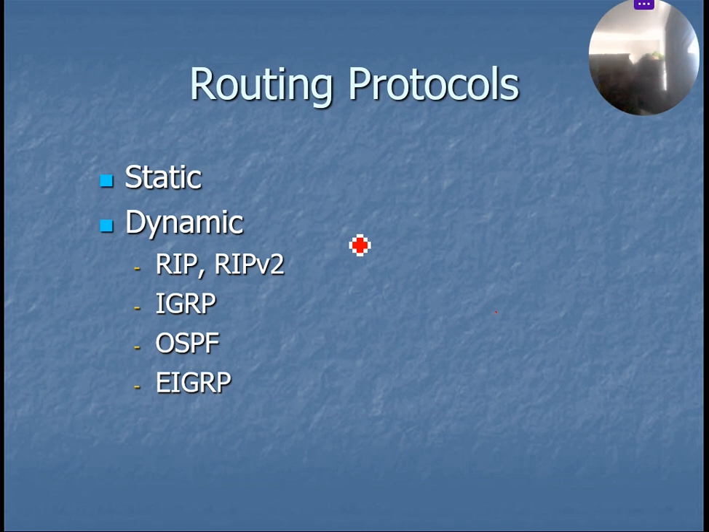Dynamic routing protocol, we'll look at in section 3, chapter 9, the next section. We said dynamic routing protocols are divided into two types: the distance vector routing protocol and the link state routing protocol. The distance vector routing protocol includes the Routing Information Protocol, which is RIP and RIP version 2. And then for the link state, we have the interior gateway routing protocol, open shortest path first, and enhanced interior gateway routing protocol. So we're also going to treat these in subsections as we move further.